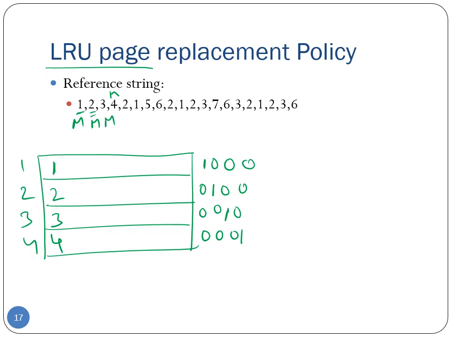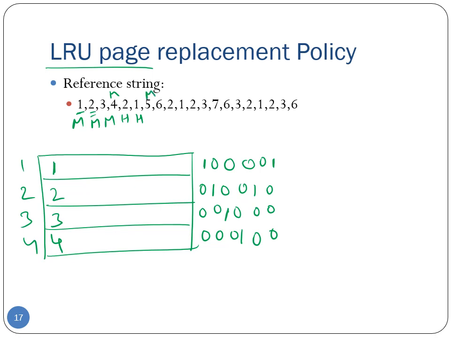Now 2 is already present here, so this is going to be a hit. It hit in the second line, so update the reference strings. 1 is also already present in the cache, so this is again going to be a hit. It hit in the first line, so let's update this. 5 is not present in the cache, so this is going to be a miss.